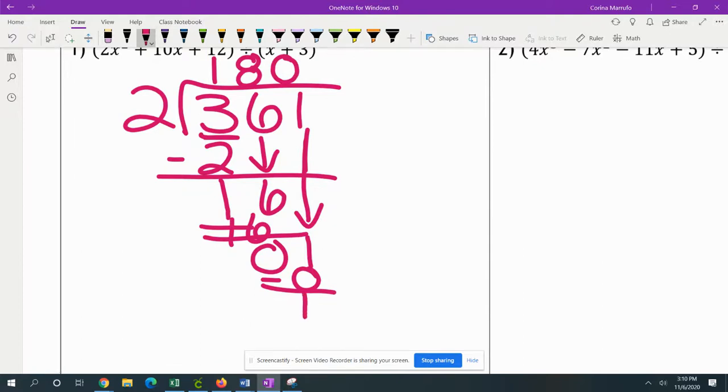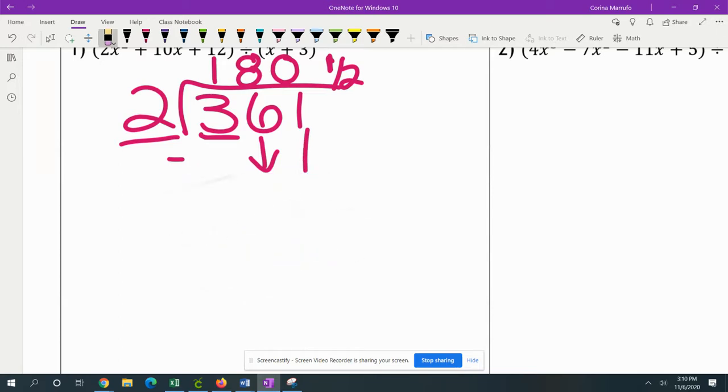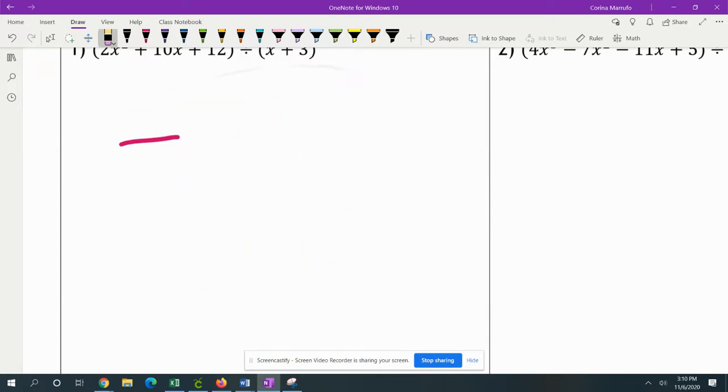One of the ways you can write the remainder is as 1, your remainder, divided by 2, whatever you divide it by. So it'll be 180 and 1/2. Okay, so let me go ahead and erase this. We are going to follow the exact same steps when we are dividing polynomials.